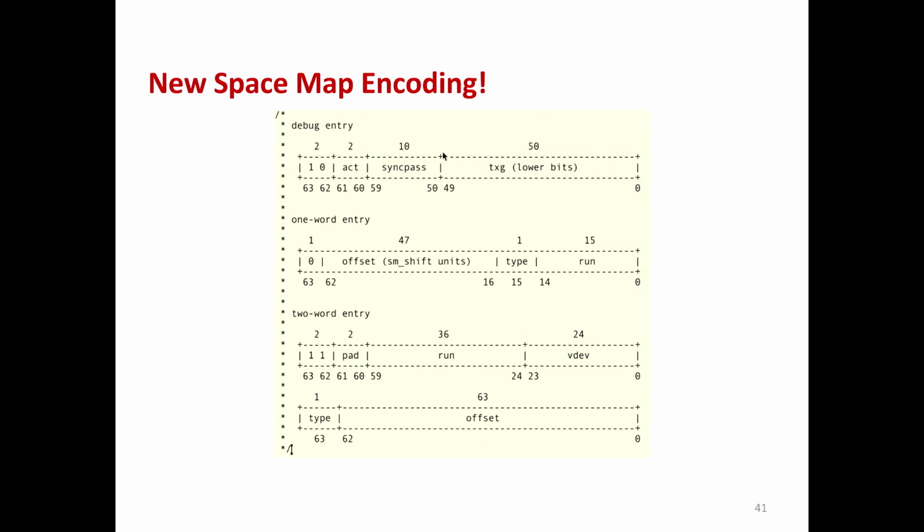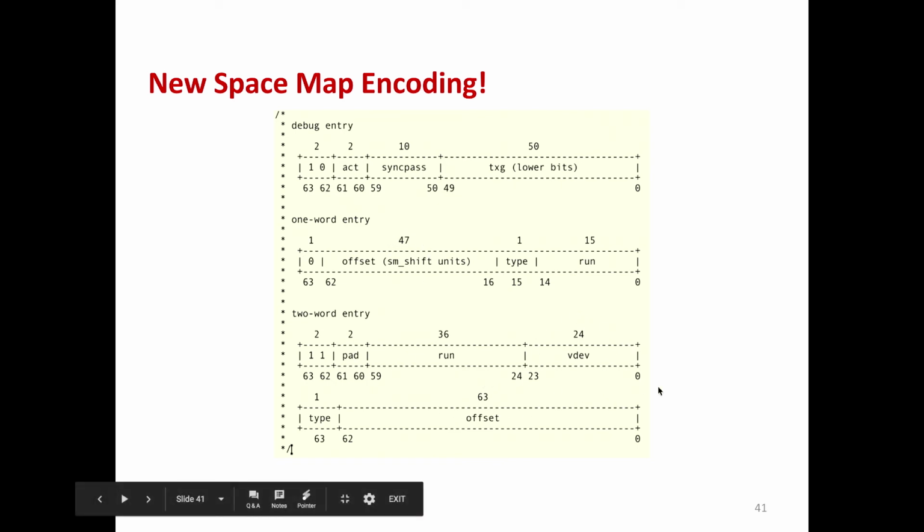So this is the new space map encoding. As you can see, we kept the two old types of entries just to be backwards compatible. And we introduced a new two-word entry, which you can basically distinguish by the first 2 bits. We also added some padding just in case something changes in the future. We want to add more types of space map entries and things like that. But there are 3 things to note here. First one is that the run went from 15 bits to 36 bits. The offset went from 47 bits to 63 bits.